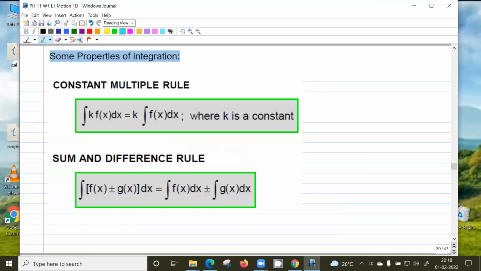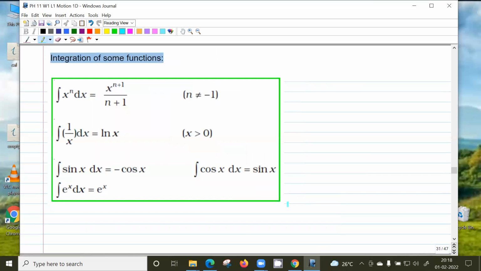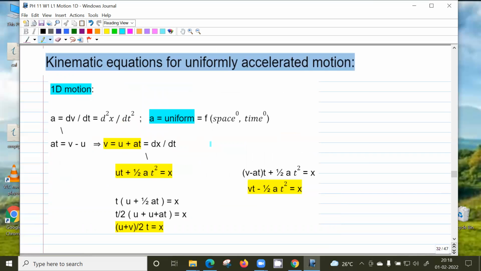So similarly, there are some constant rules of integration. These things you know, right? Okay. So 1D motion means there will be only one space variable. Time is always there, but space will be only one variable. And we are considering uniformly accelerated motion. So what is meant by uniform acceleration? Acceleration is constant. Actually there is some difference between constant and uniform.